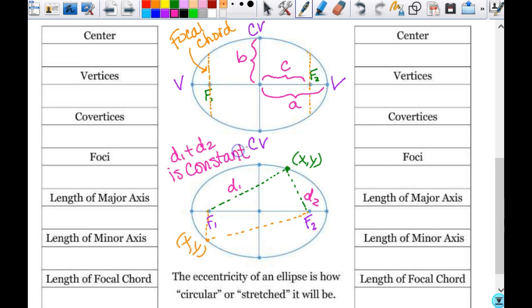I'll have the official definition on the next notes, just like I did with the parabola. It talks about the locus of points and so on. Okay. Everybody good so far?